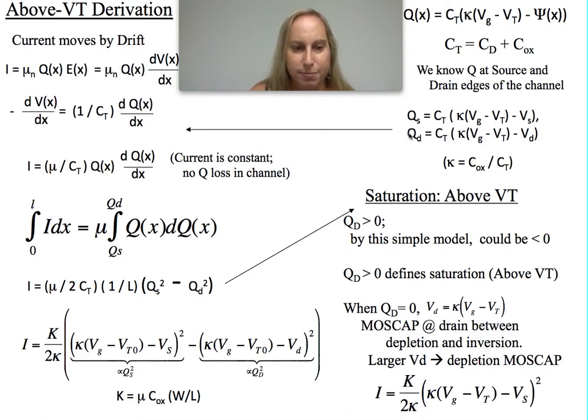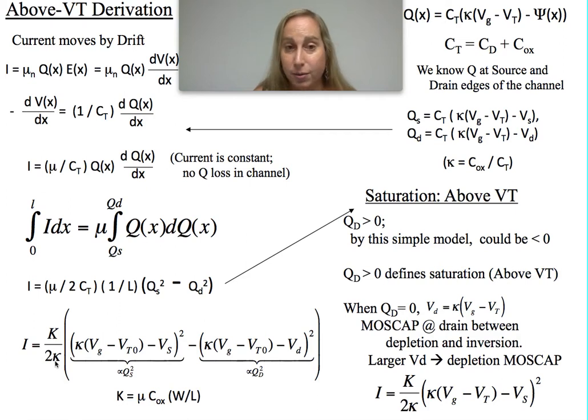By plugging these into the system, I actually get something a little more complicated, but basically the same structure. I get something proportional to the charge at S and something proportional to the charge at D, where now I'm defining K as mu times C oxide times W over L, and I'm going to get a K over 2 kappa on the outside.